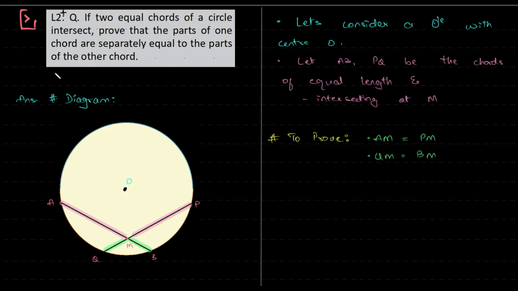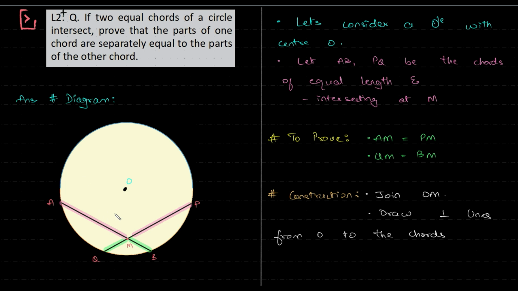So your proof should look something like this. This is a bit of construction: join OM. Then, let me start off from here: draw perpendicular lines from O to the chords. So let's draw that. These two are perpendicular. I'll call them T and R. OT perpendicular to AB and OR perpendicular to PQ.